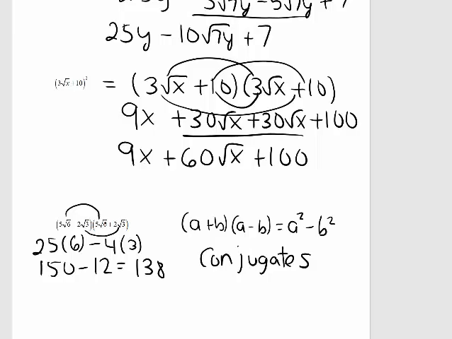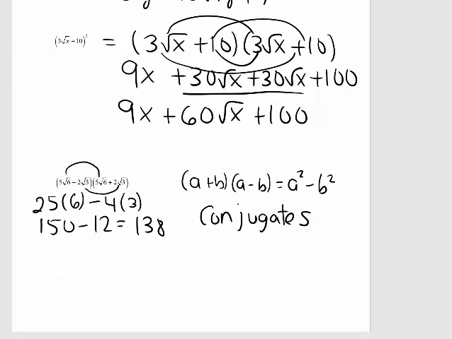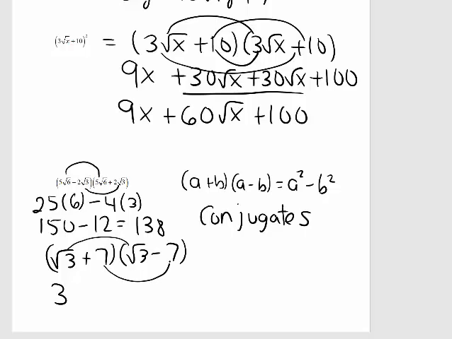All right, let's do one other very quick example underneath just to show you this one more time. Again, the binomials are exactly the same, except one's plus and one is minus that separates the terms. So in other words, I can do this. Square root of 3 times square root of 3 is 3. 7 times a negative 7 is negative 49. And 3 minus 49 is negative 46. Again, notice my final answer does not contain any radicals. This will help us later on.